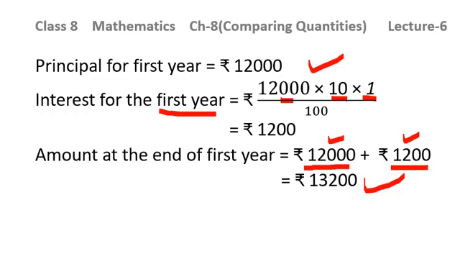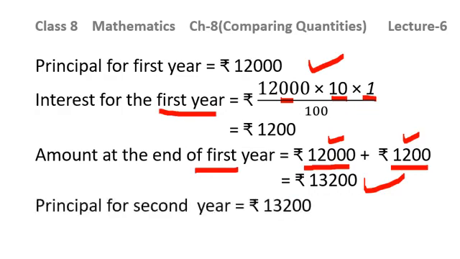Now, as I told you, in compound interest the amount of this first year will be the principal for the second year. So the principal for the second year will be 13,200. But in case of SI, that is simple interest, the principal will remain 12,000 for the given number of years. But here in case of CI, the amount of the previous year is the principal for the next year.